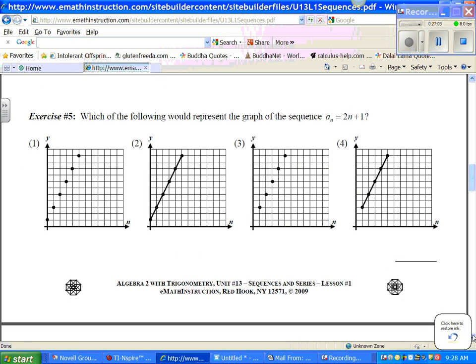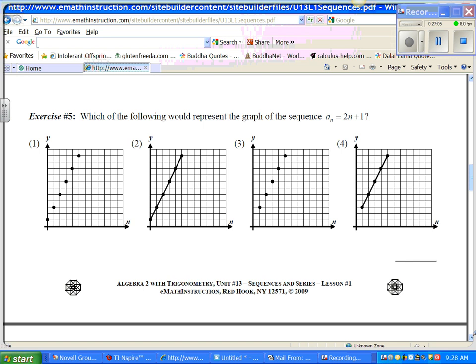Which of the following would represent the graph of the sequence a of n, a sub n equals 2n plus 1? All right, so we're talking about sequences, right? Sequences are values that I order into a list, right? Do I connect them? So I'm automatically going to get rid of 2 and 4 without even looking at what my explicit formula is. What's the first value that we plug in for n? 1. Do I start at 0? So what else can I cross out? So my answer is 3.